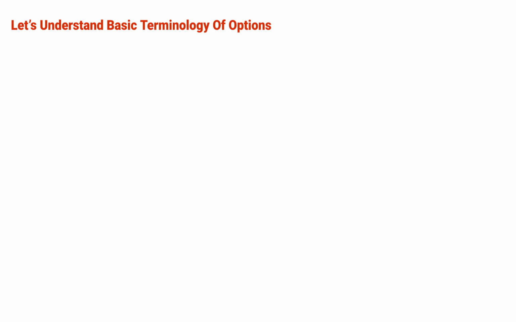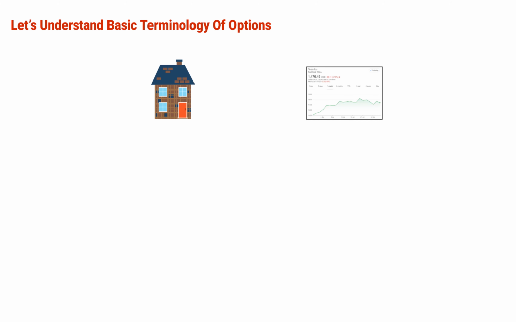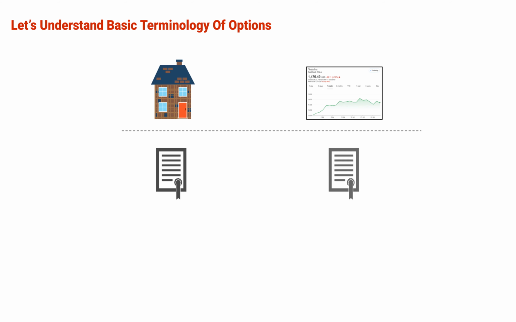Let's try to now see basic terminology of options. In stock markets, instead of house, you have stocks. Like contract between Tony and Lucy, you will have options contract and every contract will imply 100 underlying shares.